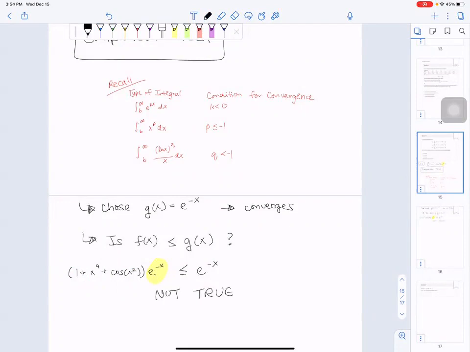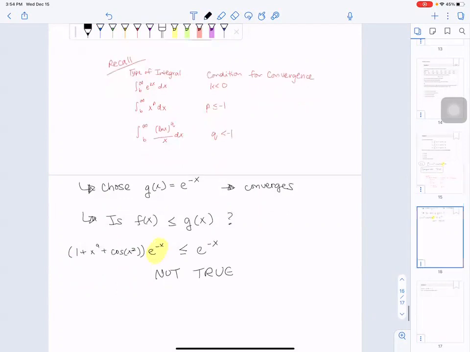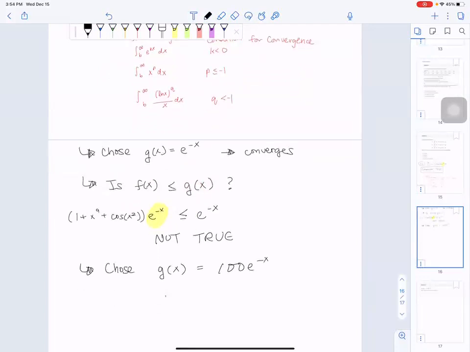But I think this question was a good example, because we chose a specific g of x that converges, but it didn't happen that f of x is less than g of x. What if we choose something else for g of x so that this inequality holds? We want something bigger as g of x. What if we choose, for example, g of x equals 100 e to the negative x? Then for certain x, f of x will be less than g of x. This is true.